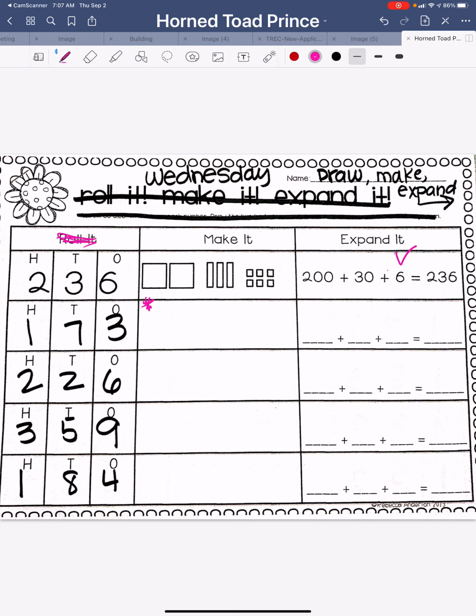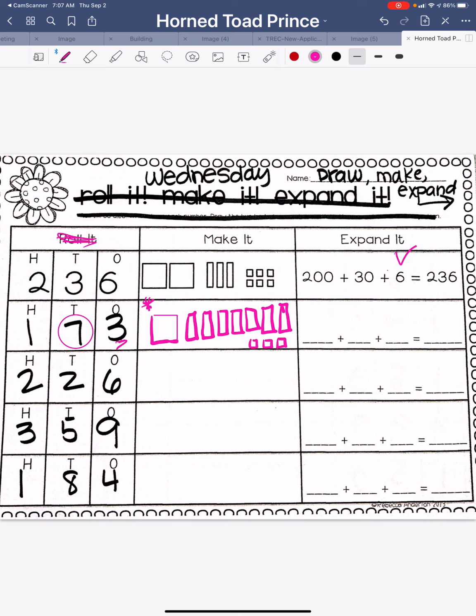So I've got to make it 100, and then I've got to have 7 tens. All right, so I got to do 1, 2, 3, 4, 5, 6, 7. Just pretend that those are all the same. And now 3 ones. 1, 2, 3.